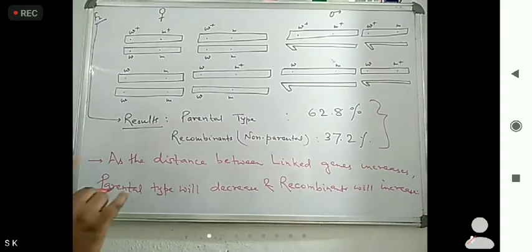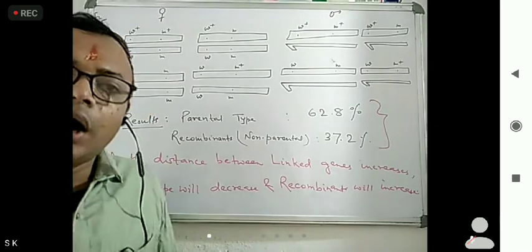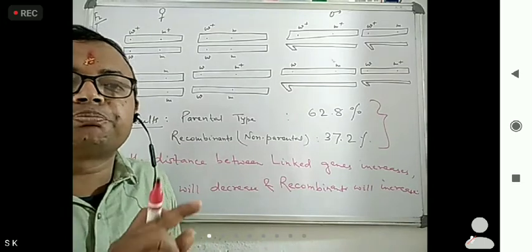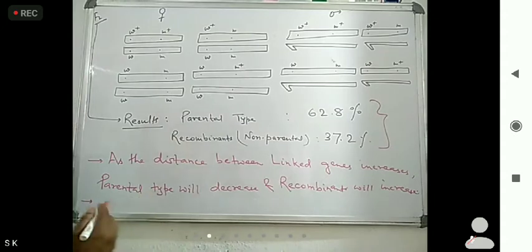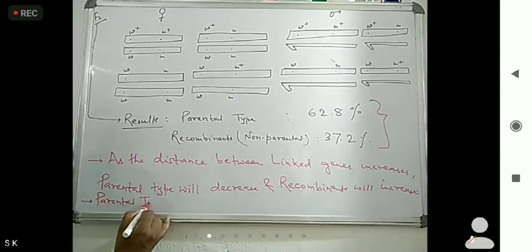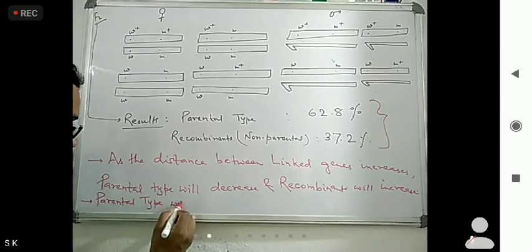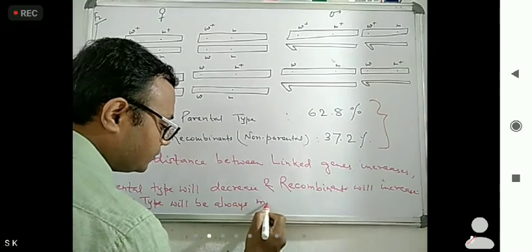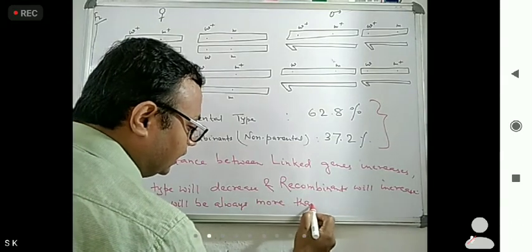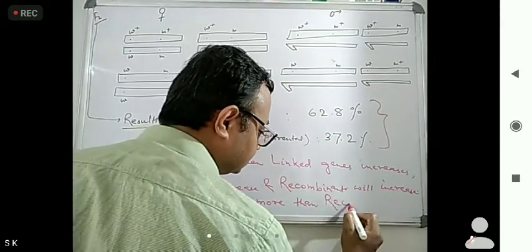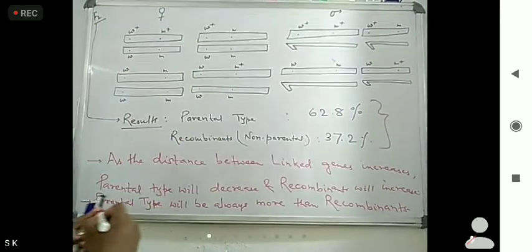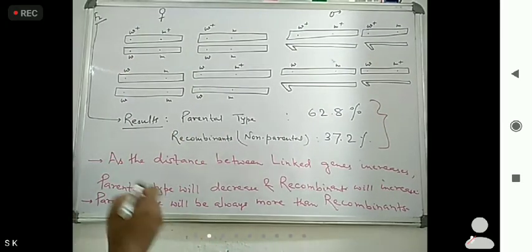Second outcome in these two crosses: however much the distance increases, recombinants never cross parental type. So what I told, parental type will always be more than recombinants, or new type. These two you have to remember for your medical exam.